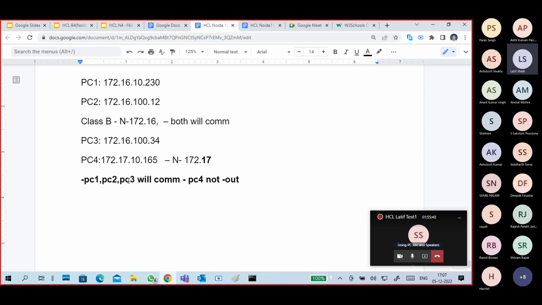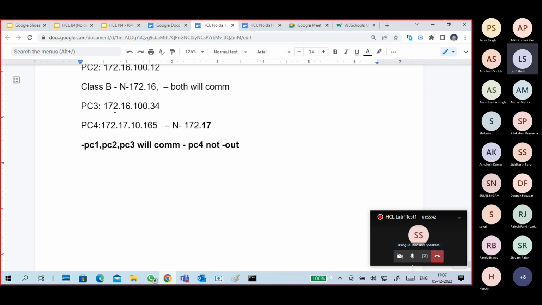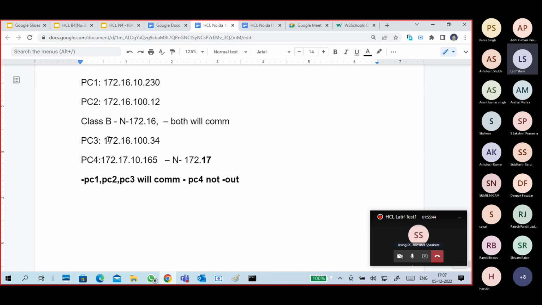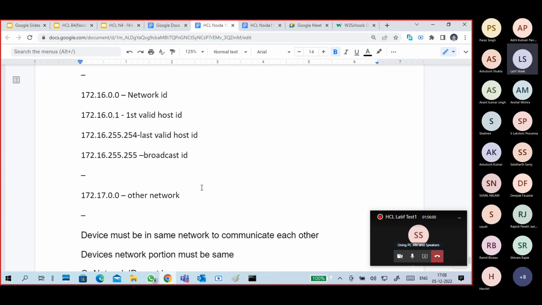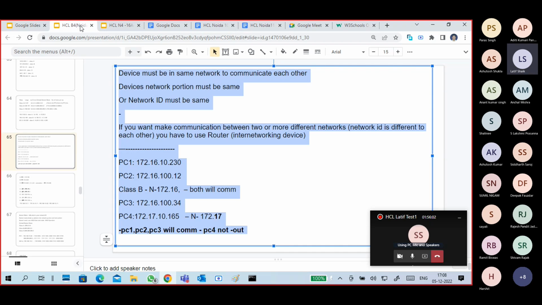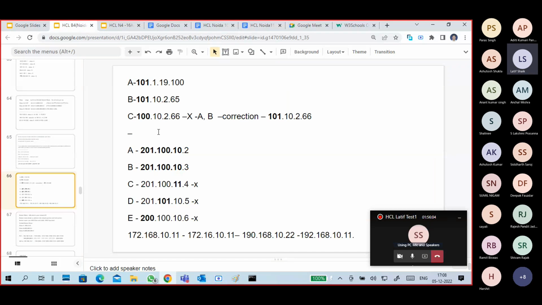Then we take PC4. The first portion is the same as the other PCs, but the second portion is 70, meaning a different network. So PC1, PC2, PC3 will communicate. PC4 cannot communicate with the first three PCs because its network portion is different. Okay, so like that we can recognize different networks.